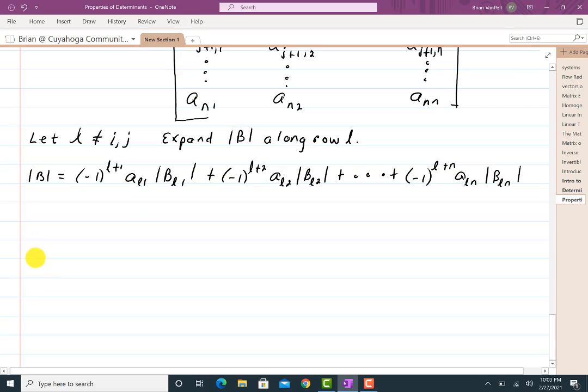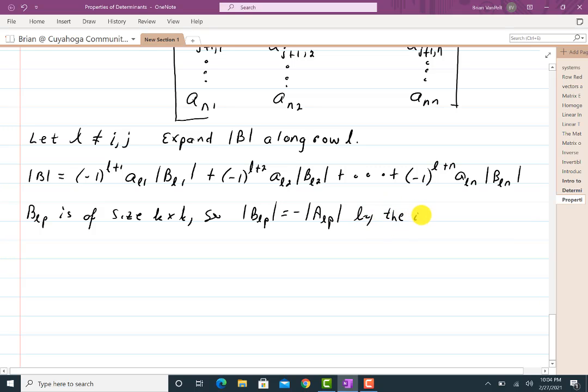As before, BLP is of size K by K. So the determinant of BLP equals the negative of the determinant of ALP by the induction hypothesis.